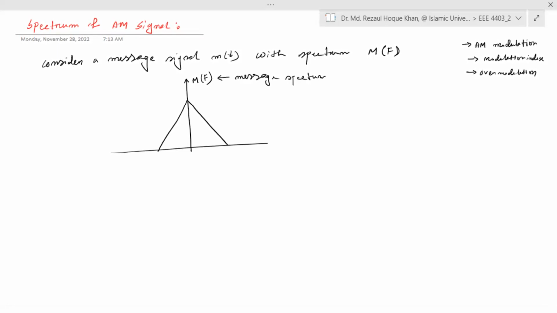Where we have frequency f_m and frequency minus f_m. Frequency f_m is the maximum frequency of this message m(t).